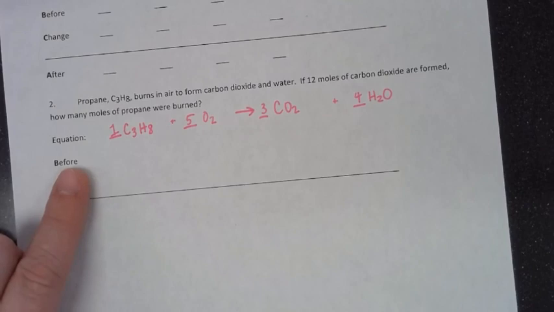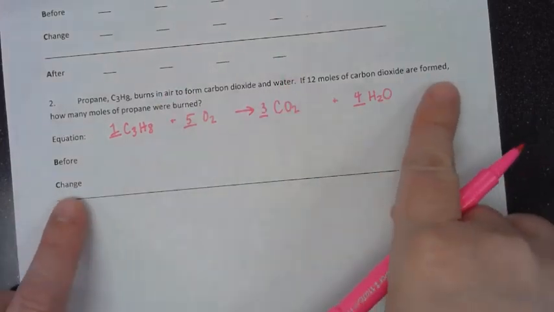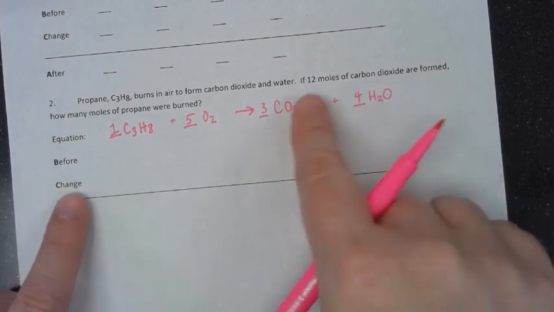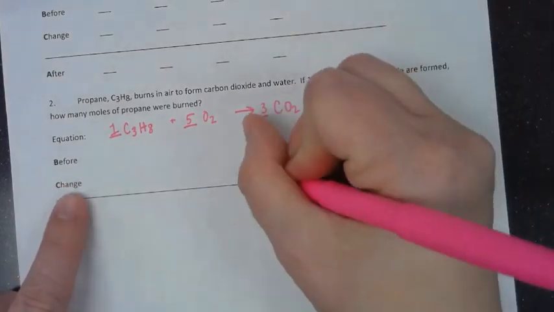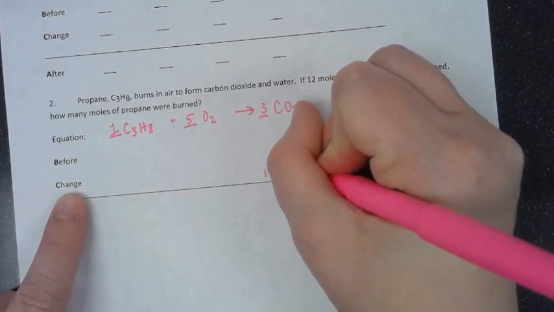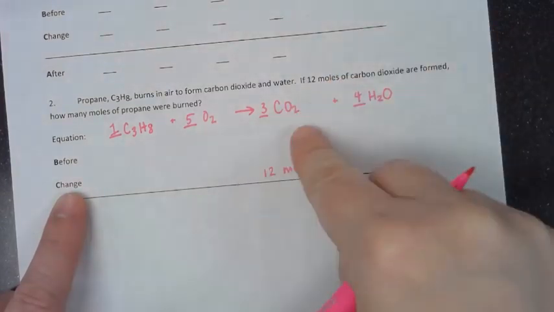Okay, and then it says if 12 moles of carbon dioxide are formed. So if it says that they're formed, that's telling us that that's what happens in the change, right? So I'm going to write 12 moles down here. How many did I start with?